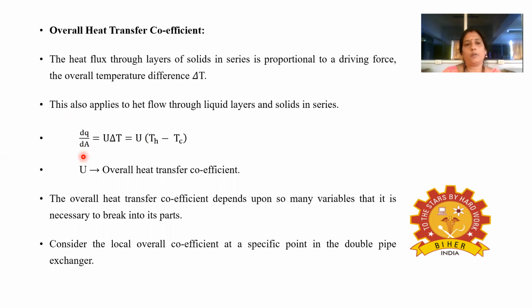The formula for the overall heat transfer coefficient is generally dq by dA equals U into delta T, where delta T is TH minus TC, the temperature of the hot fluid minus the temperature of the cold fluid, because heat is transferred from the hot fluid to the cold fluid. Here U is the overall heat transfer coefficient, which depends on many variables. It is broken into different parts, considering the local overall heat transfer coefficient at a specific point in a double pipe heat exchanger.